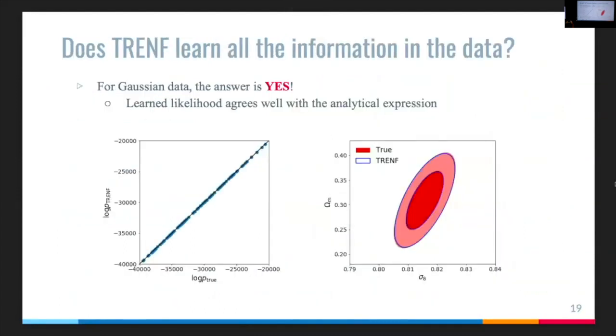So you may wonder whether the TRANF have already learned all the information in the data. For the non-Gaussian data, we don't know the true answer, but for Gaussian data, the answer is yes. Here we apply TRANF on the Gaussian random field, and on the left, we show a comparison between the learned likelihood and the true likelihood, and on the right, we show the constraints from the feature information. You can see that our learned likelihood agrees pretty well with the analytical answer.